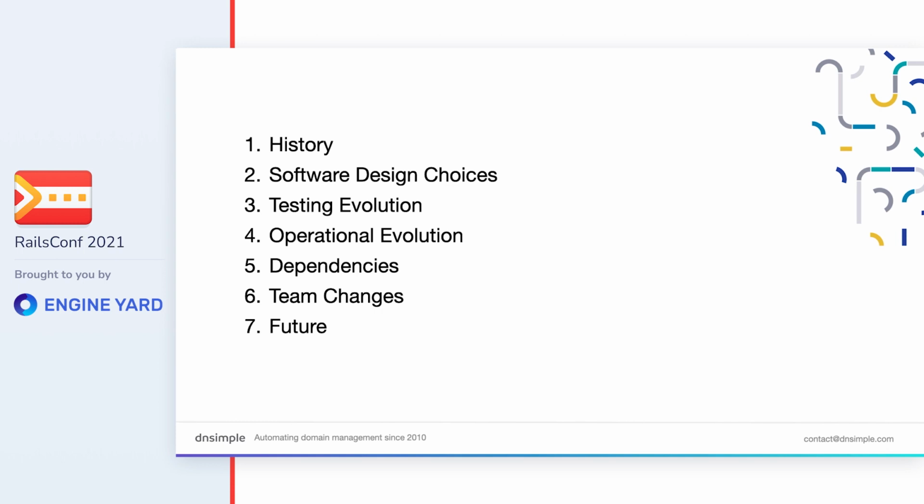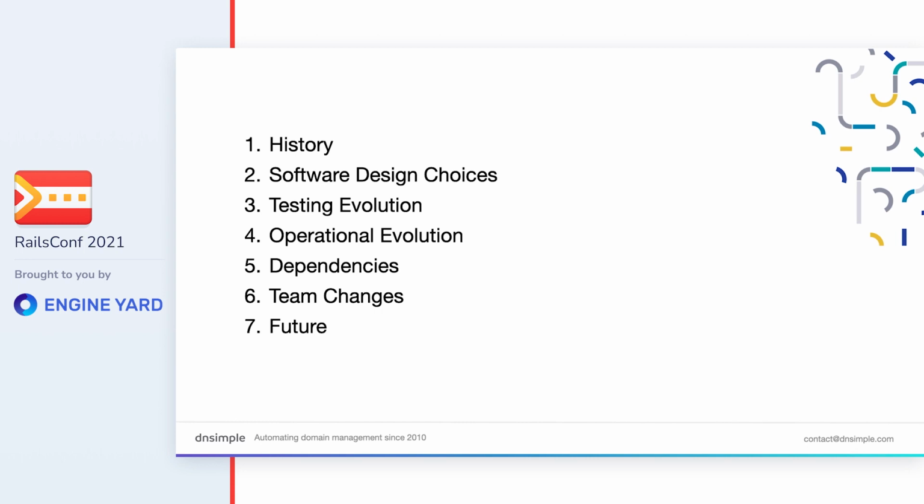First, I'm going to go through a little bit about the history of DNSimple and the history of the DNSimple application. Next, I'll go into software design choices, so the initial design choices that I made early on, followed by how those have changed over time as the team and application have grown. Next, I'm going to talk about the evolution of testing in DNSimple, followed by the evolution of how we operate DNSimple. And this has had a dramatic impact over time on both the design of the application as well as the design of the system as a whole.